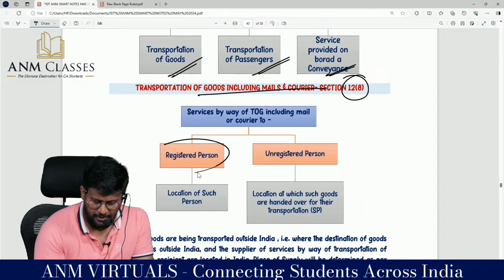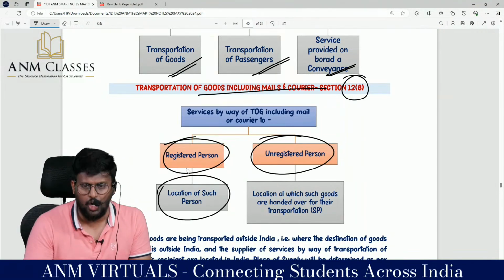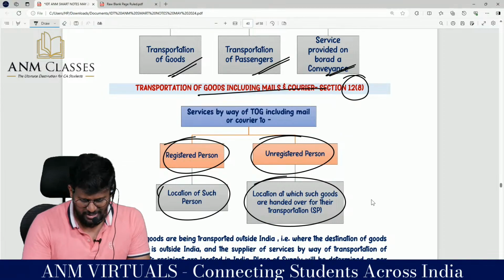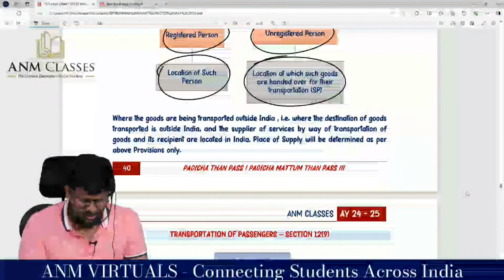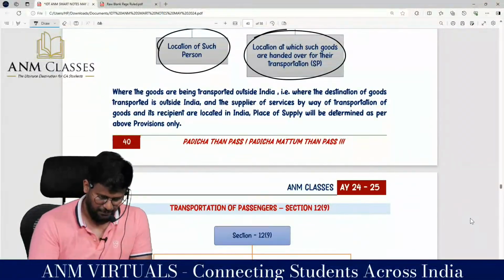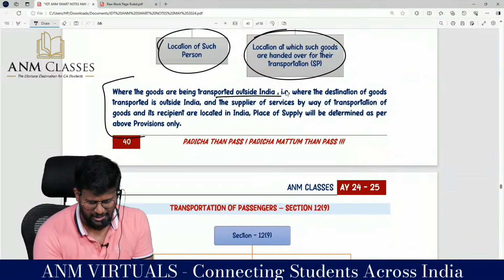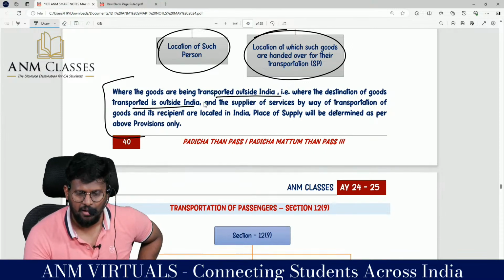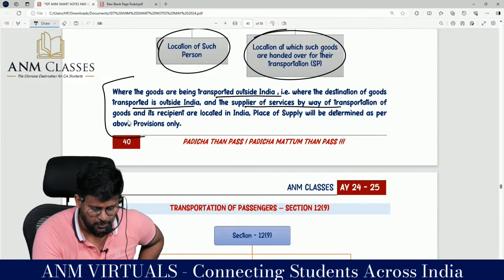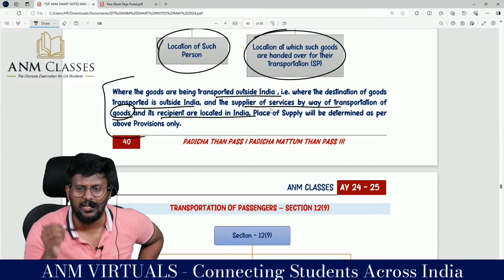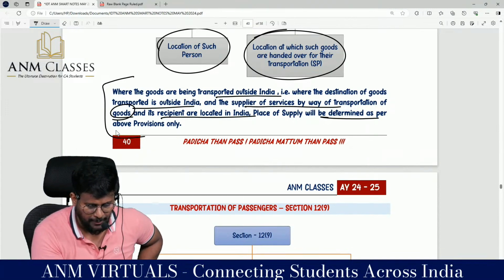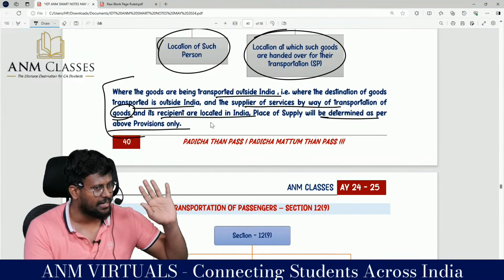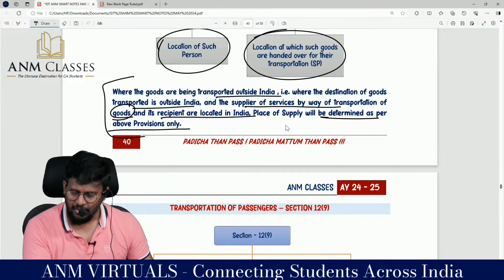Registered person, unregistered person. Registered person, location of the recipient. Unregistered person, location at which such goods are handed over for transportation. Right? So when goods are being transported, where the destination of goods is and where the supplier of service by way of transportation of goods and the recipient are located, place of supply will be determined as per the above provision only. Correct?